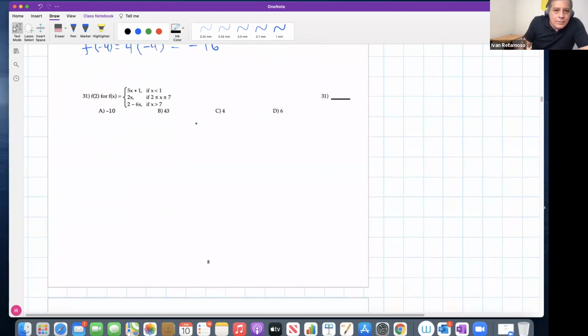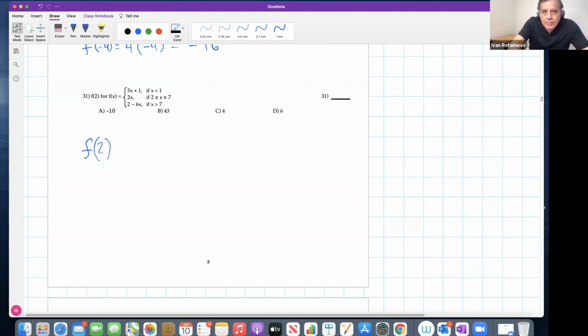Another one, let's do it because this has 3 parts. They want f of 2. Now, question for you guys. Which formula do you think we should use here? The first one, the second, or the third one? Write it on the chat or tell me. Which formula do you think we should follow, looking at the input value 2?